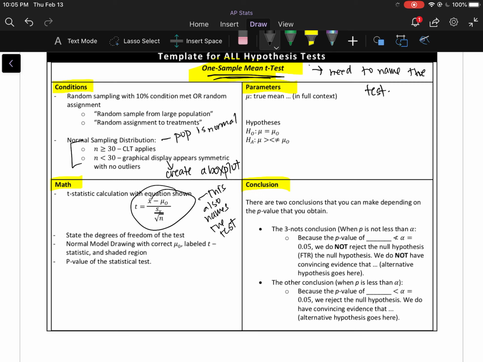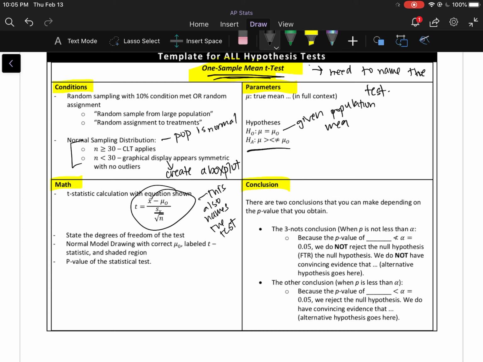Then you go into your parameters. So we've been practicing this where we have mu is the true mean of whatever the context of the problem is. You form your hypothesis. So mu is always equal to mu naught. This is the given population mean. And then you must choose what your alternative hypothesis needs to be.